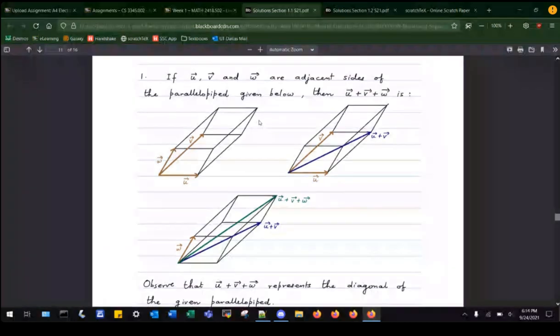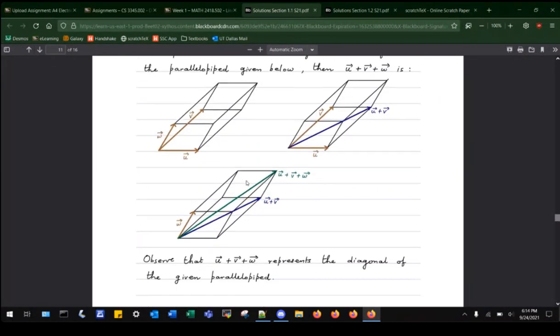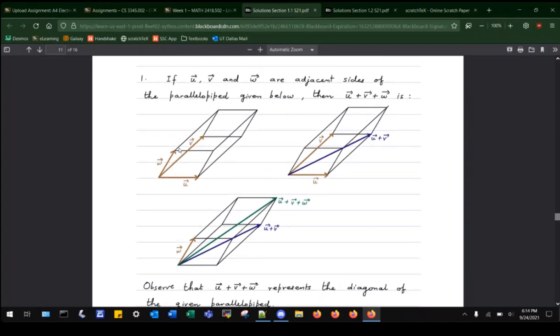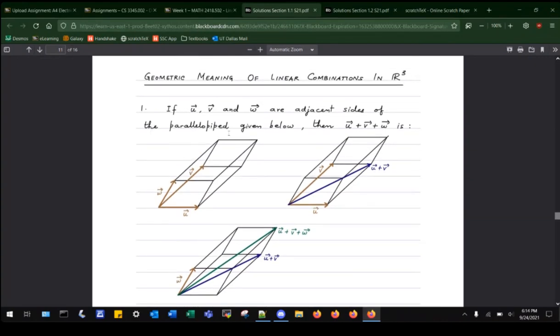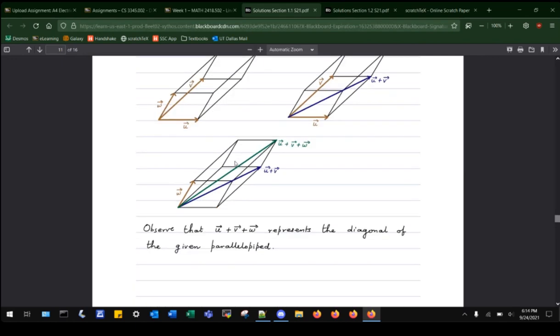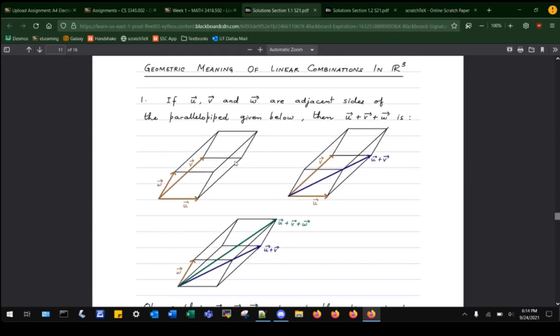Oh, right here. The geometric applications of linear combinations will give you what's called a parallelepiped, which is a three-dimensional object where each face is a parallelogram, and each face is parallel to one other face, and every edge has three other parallel edges. Something that's pretty interesting.